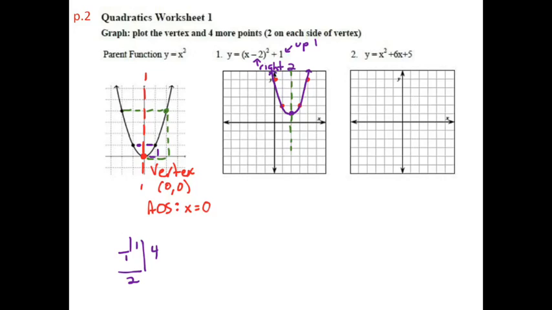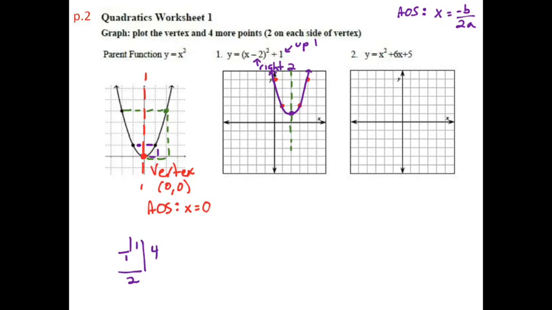Now, if we have an equation like number 2, we have y equals x squared plus 6x plus 5. Here we're in standard form, and it's not very easy to see what's going on. We don't know what the transformation is. So here we can use a little shortcut to find our axis of symmetry. We can use the formula. You want to make sure you write this down. X equals negative b over 2a.